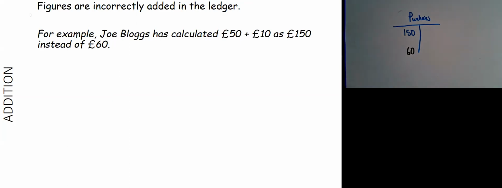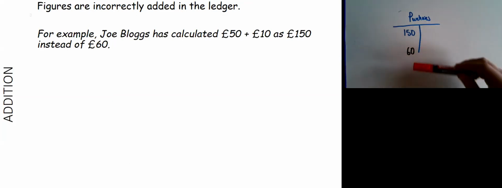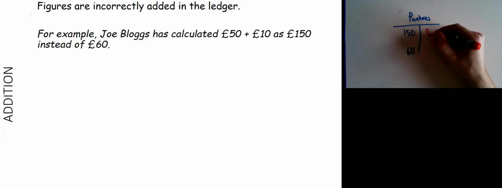60 in it, and it's on the debit side because I've just chose purchase for this one. I could choose any account. So to fix it, I need to reduce it from 150 to 60. So I need to put 90 on this side.